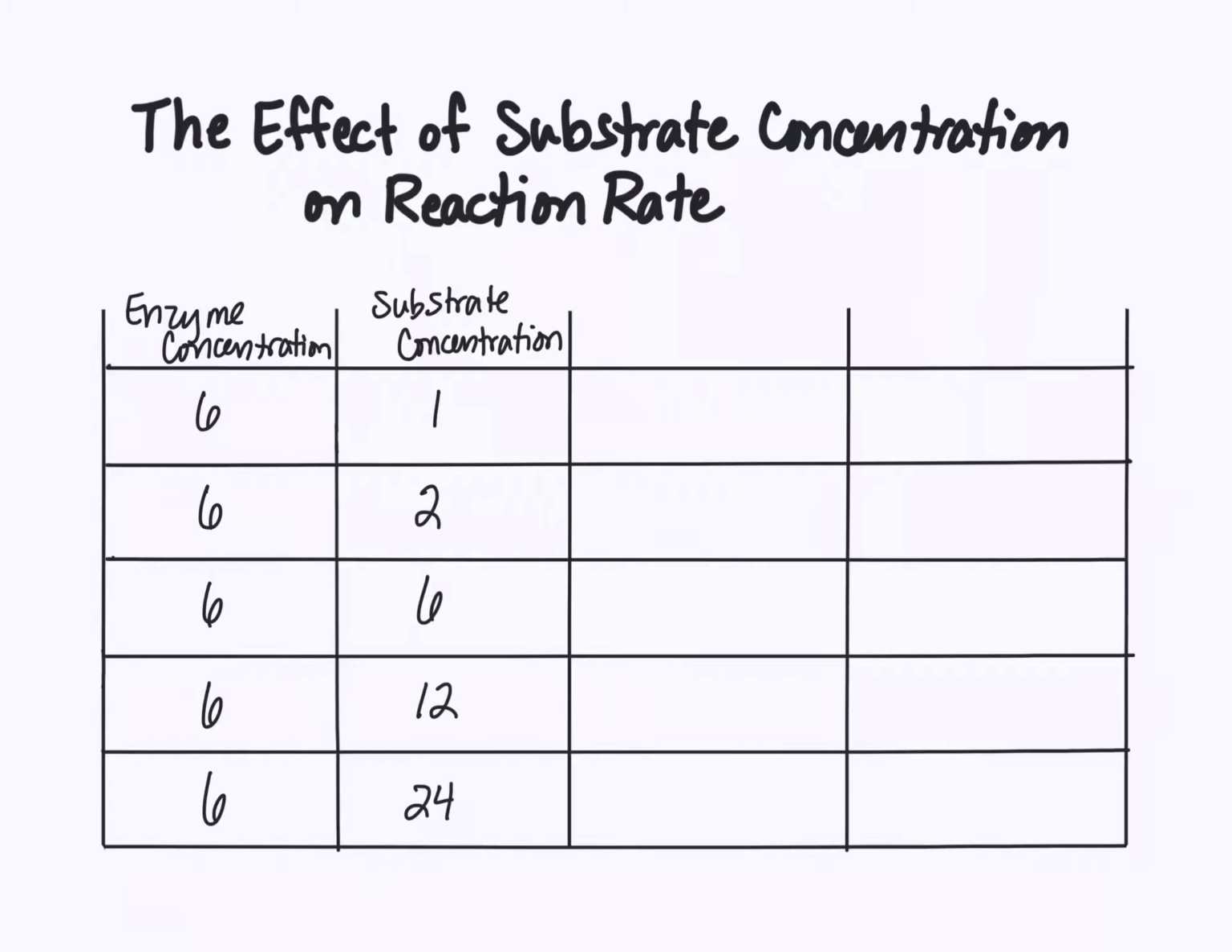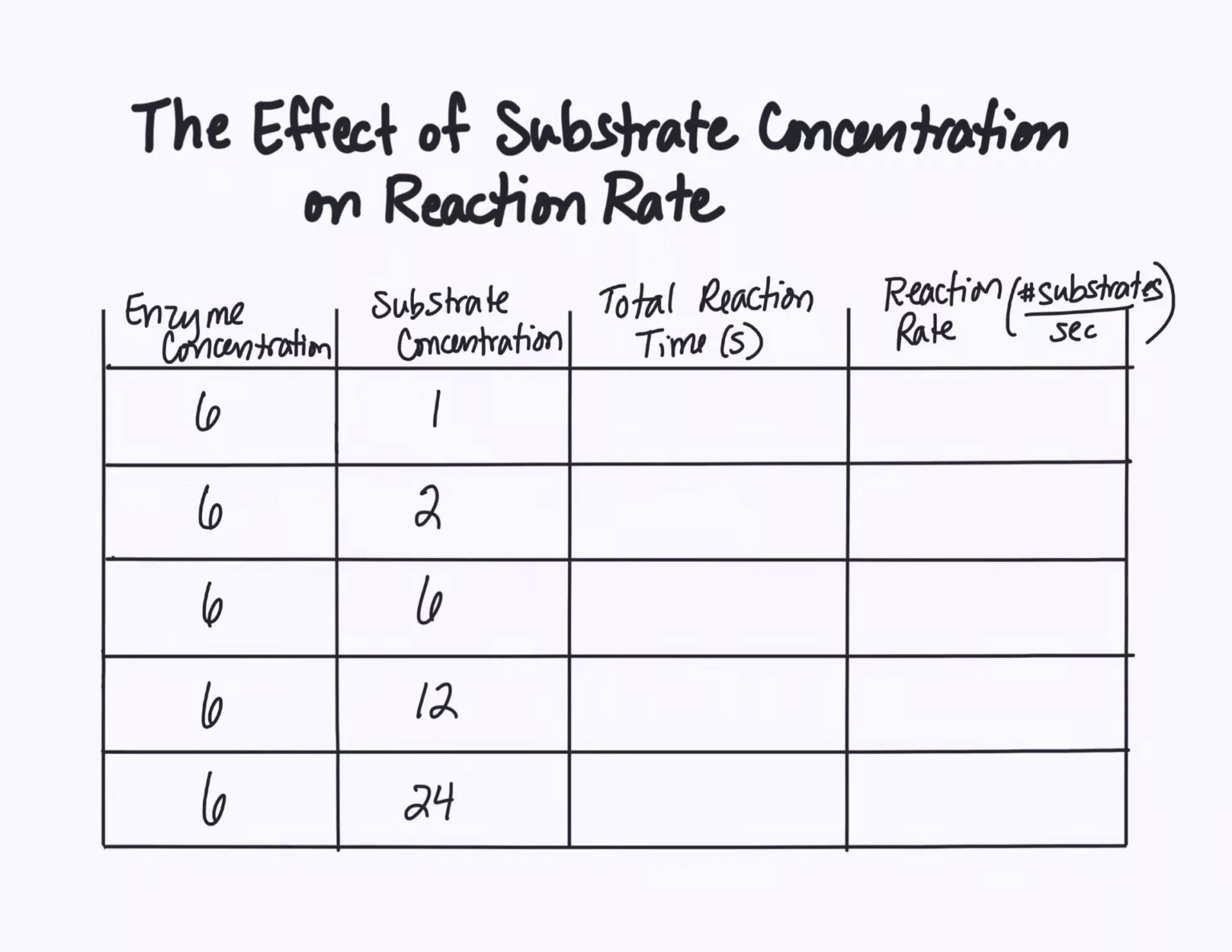Next, we will take a look at how quickly the reaction occurs. So we'll look at total reaction time in seconds. And then we'll look at reaction rate, which would be the number of substrates or the number of reactions per second. So first looking at 1 substrate. So if we have 1 substrate present and we have 6 enzymes present, and once again, we're going to make the assumption that it takes an enzyme 1 second to break down a substrate.